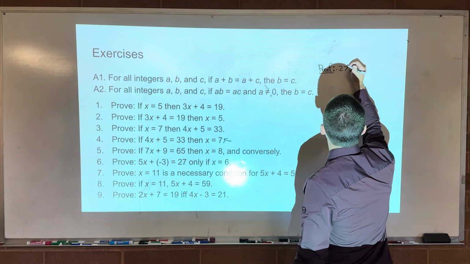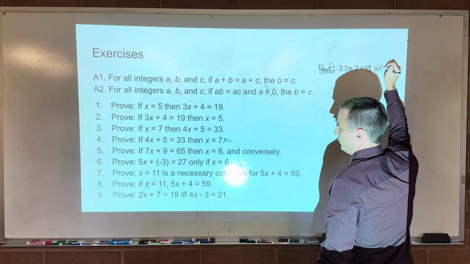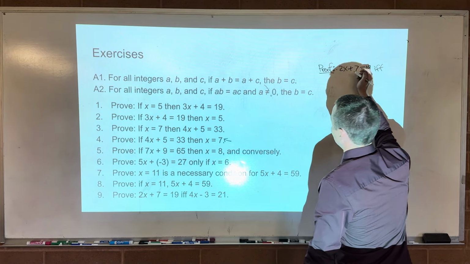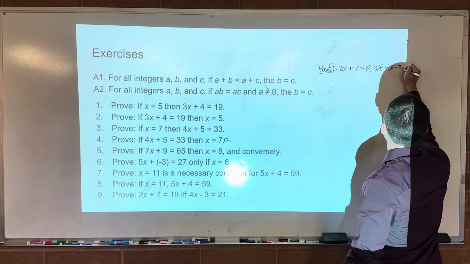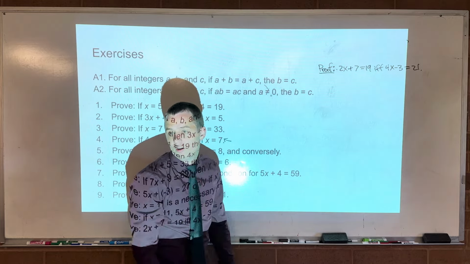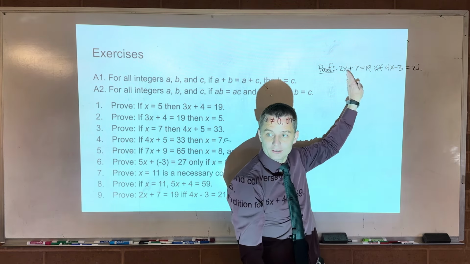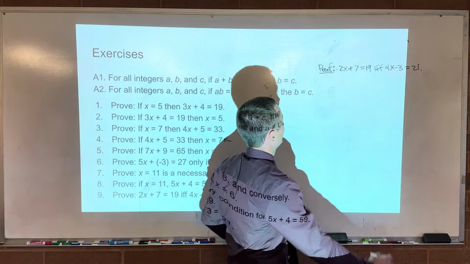So 2x plus 7 equals 19, if and only if 4x minus 3 equals 21. Okay. So to prove an if and only if, I need to show that this implies this, and then I need to show that this implies this. So first I'm going to prove this implies this. I'm going to prove the forward direction.